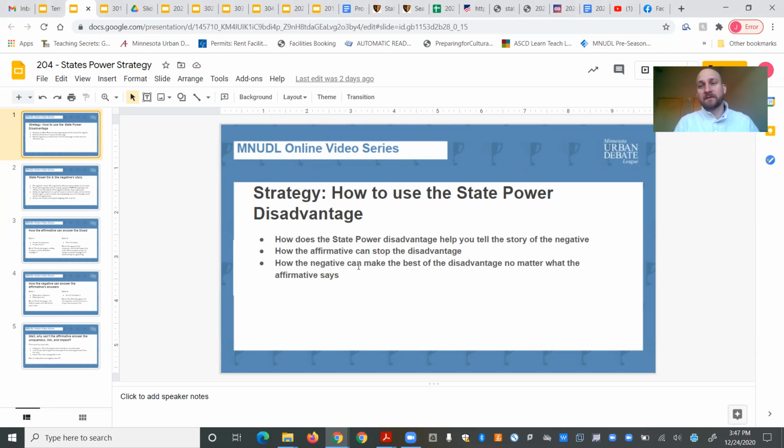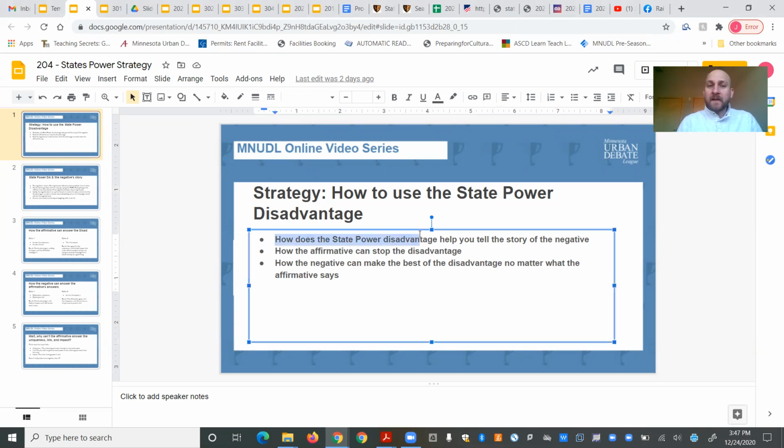We're going to talk about it basically in three parts. We're going to talk about how the state power disadvantage helps you tell the story of the negative. Then we're going to talk about how the affirmative can respond or answer to the state power disadvantage. And then we're going to talk about how the negative can make the best of their story, make their best case argument, no matter what the affirmative says in response.